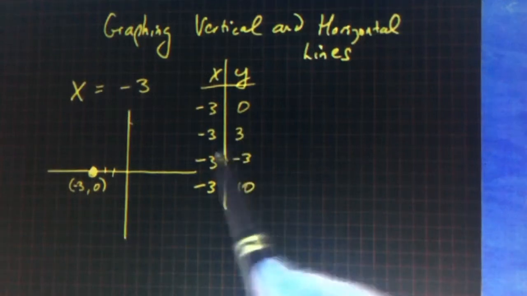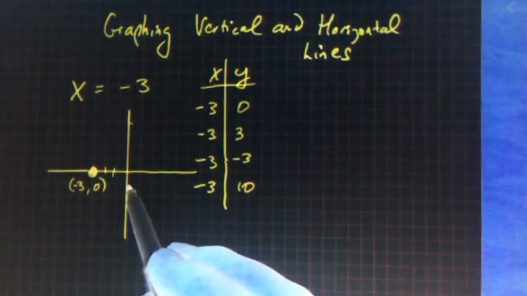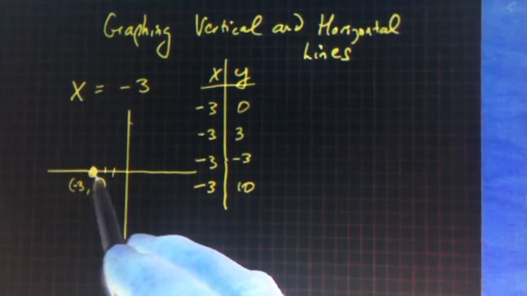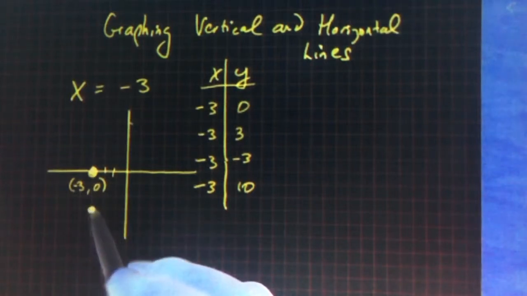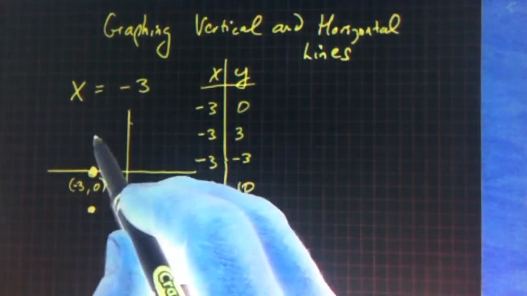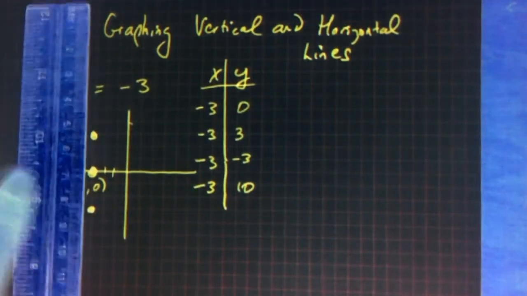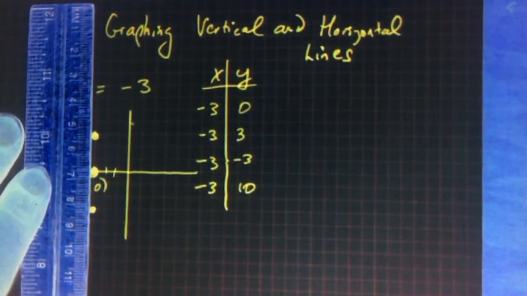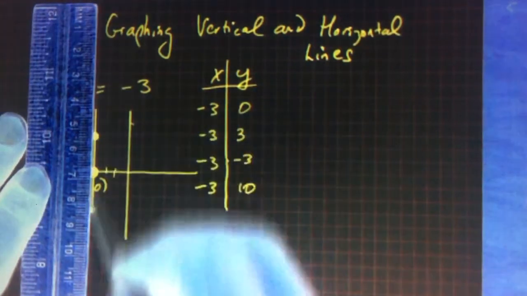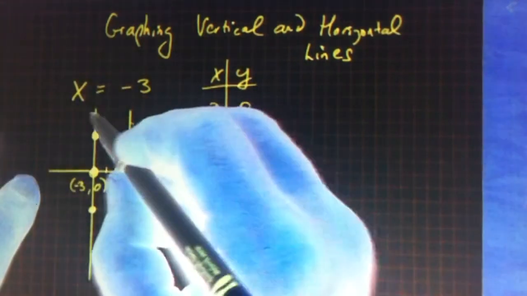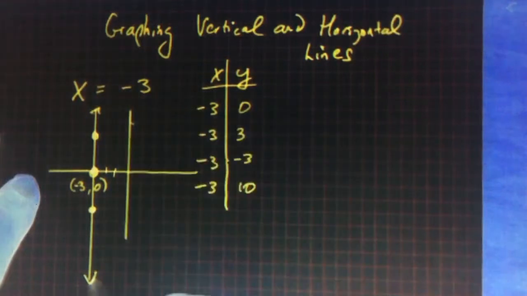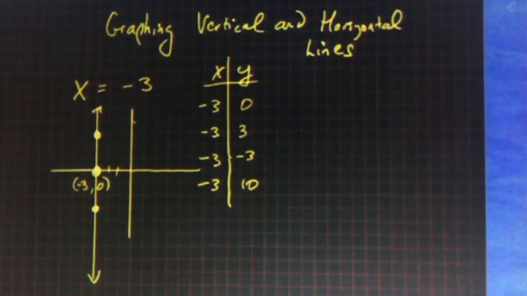Well, look: (-3, 0), (-3, -3). Let's just look at what that does to the graph. (-3, -3), (-3, 3). So as you can see already, what we're going to have is a vertical line going through the point (-3, 0). And this is labeled as x equals -3. That's the graph of x equals -3.